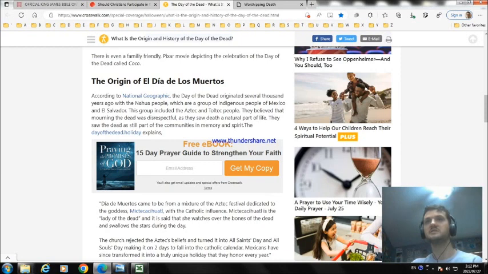So, the origin of El Dia de los Muertos. According to National Geographic, the Day of the Dead originated several thousand years ago. The Nahua people, a group of indigenous people in Mexico and El Salvador, a group that included the Aztec and Toltec people, believed that mourning the dead was disrespectful. They saw death as a natural part of life, and the dead as still part of the community, and their memory appears in the Day of the Dead holiday.